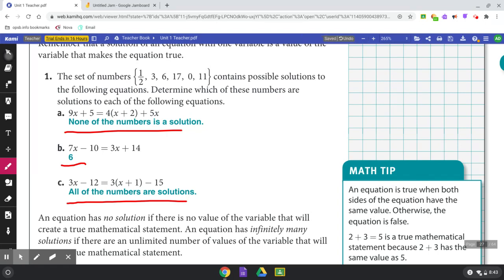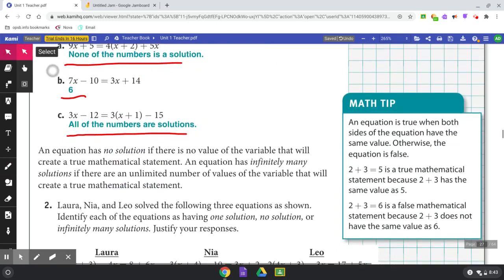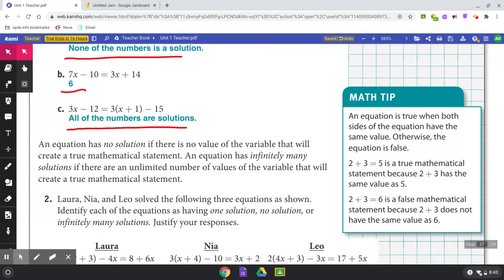All right. Math tip. An equation is true when both sides of the equation have the same value. Otherwise, the equation is false. So 2 plus 3 equals 5 is a true mathematical statement because 2 plus 3 has the same value as 5. 2 plus 3 equals 6 is a false mathematical statement because 2 plus 3 does not have the same value as 6. That would be 5. 5 does not equal 6, so that's a false statement.